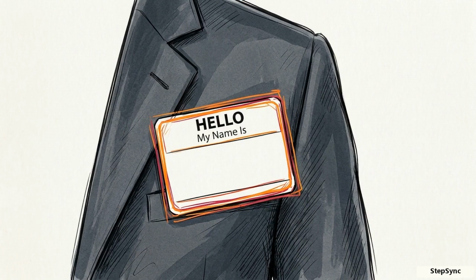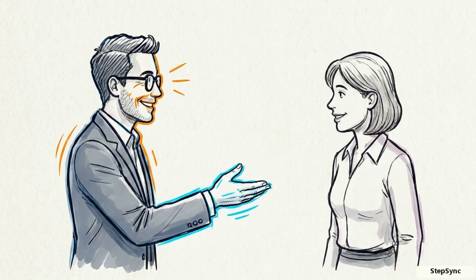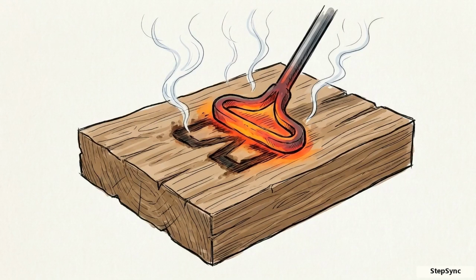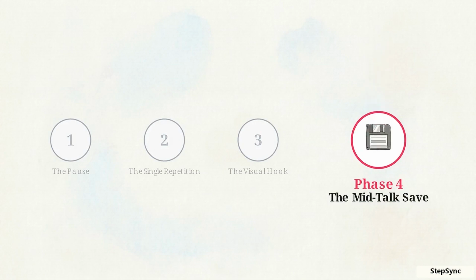No system is perfect, and eventually you will blank on a name despite your best efforts. Avoid faking it or dodging the name for the rest of the night. Instead, use a warm, simple reset. "I'm so sorry, could you remind me of your name?" That small moment of social friction actually helps. The jolt of getting it wrong and then correcting it tends to burn the name in deeper than a smooth introduction ever would. Once you have the name, proceed to step 4, the mid-talk save.